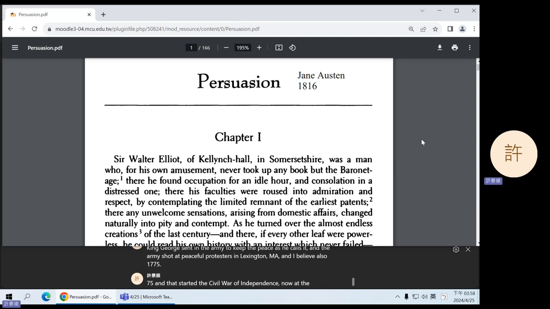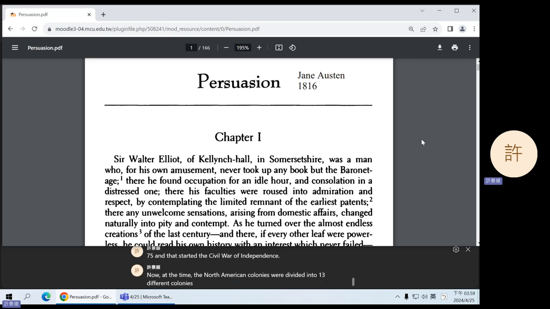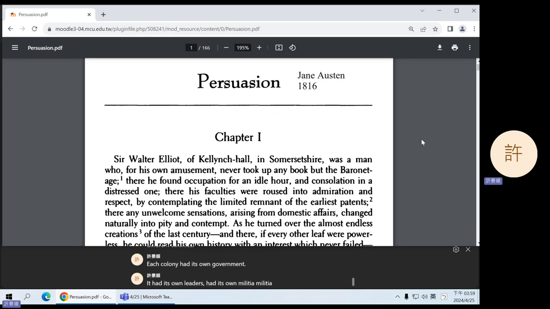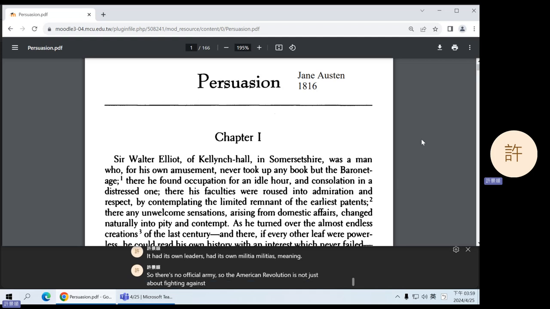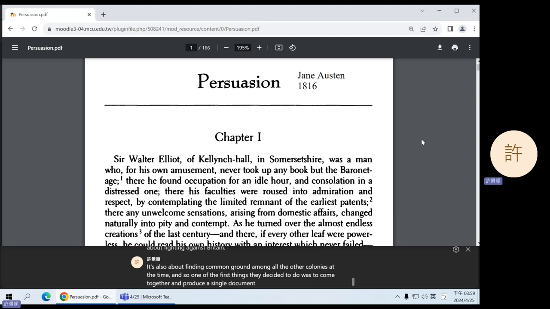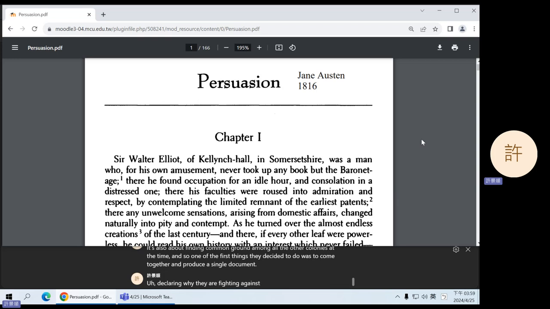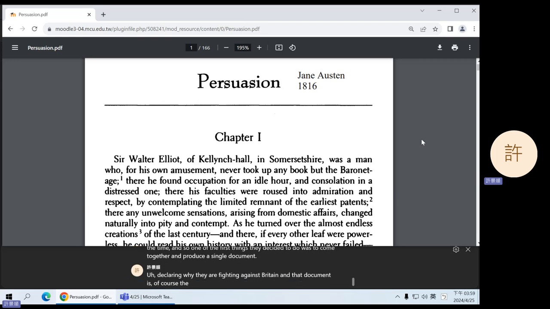Now, at the time, the North American colonies were divided into 13 different colonies. Each colony had its own government, its own leaders, its own militias. So there's no official army. So the American Revolution is not just about fighting against Britain. It's also about finding common ground among all the other colonies at the time. And so one of the first things they decided to do was to come together and produce a single document declaring why they are fighting against Britain. And that document is, of course, the Declaration of Independence.